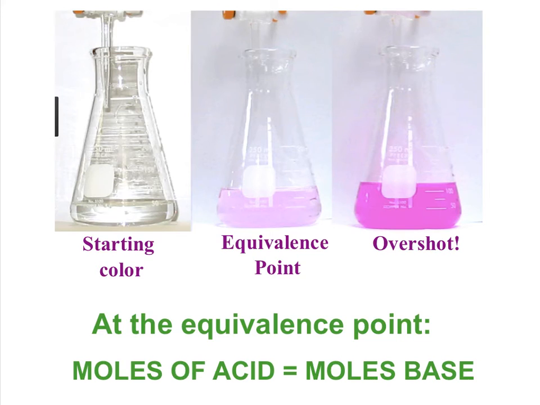Here are some examples. This is your starting liquid, it will be clear. This is what a good equivalence point looks like, barely pink. If you go this dark, you overshot. So you want to take it slow.